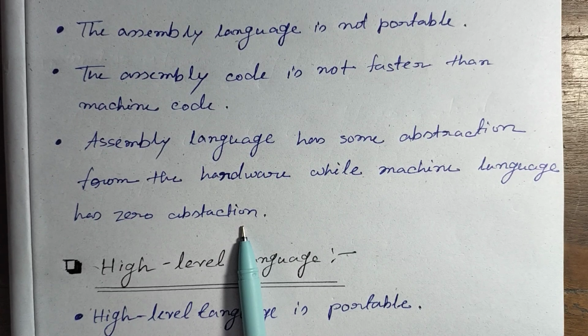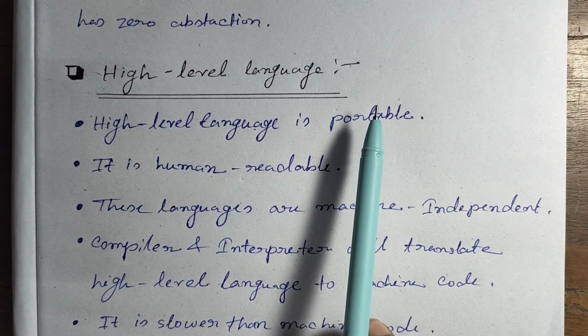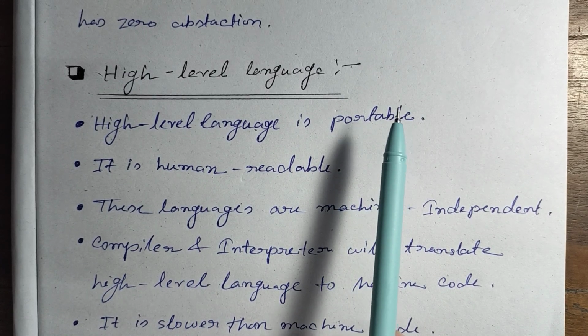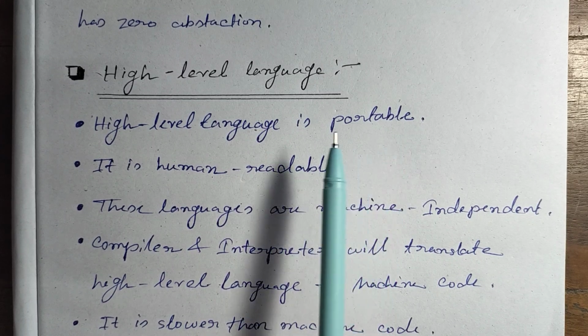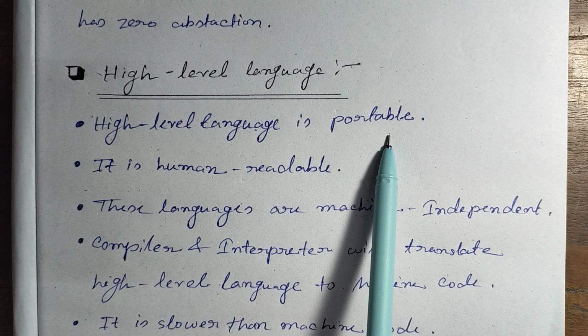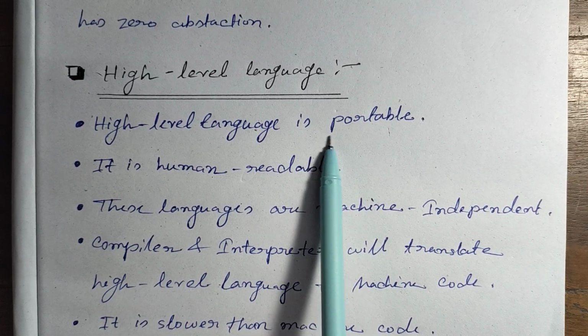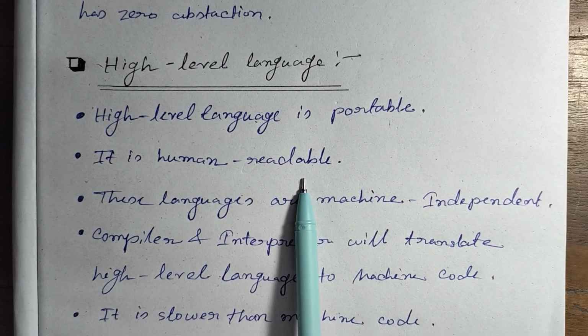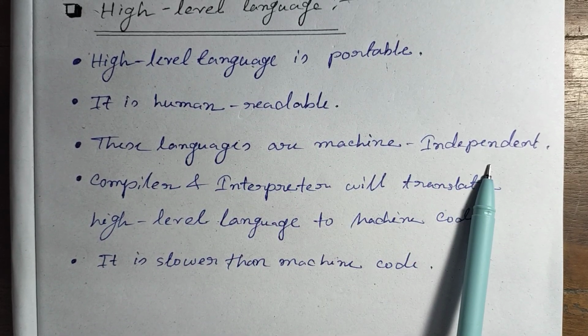After that we will learn about high level language. High level language is the type of language that we learn or teach, like C, C++, Java, Python. Those are called high level languages. High level language is portable and also machine independent. Why? If we write a high level language like C or C++ on our system, we can port it to another system and it can also give the result. That's why high level language is portable. It is human readable and understandable, like C, C++. These languages are machine independent.